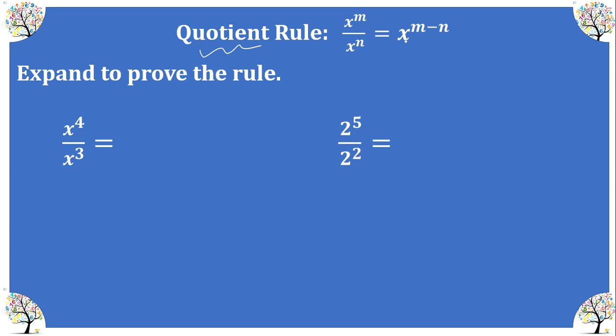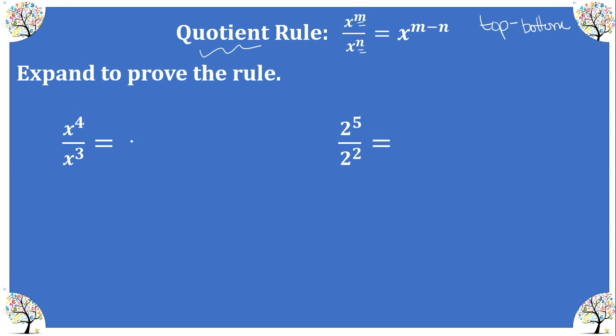We can simplify. So the rule for the quotient rule, when we are dividing factors with the same base, you subtract the top exponent minus the bottom. So it's the top minus the bottom exponent. You have to do it in that order. Top minus the bottom. Okay, let's expand and prove the rule.